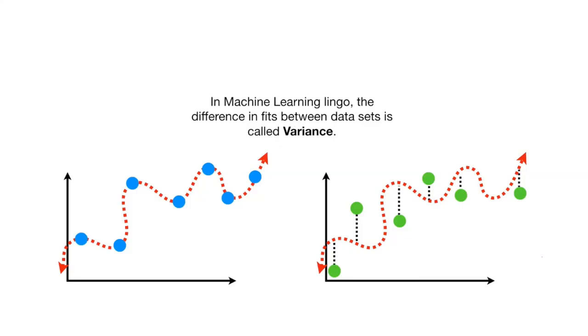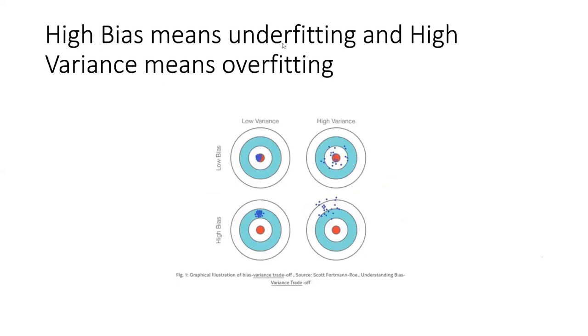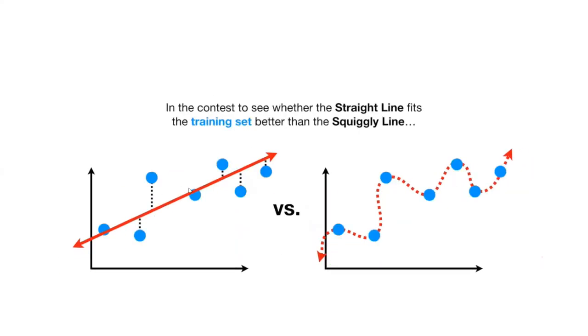So there is a difference in fit. Here it is a perfect fit for the training data, but for the testing data it is no fit at all, so we call it high variance. The straight line is low variance, and the squiggly line is high variance. Underfitting is always high bias, low variance. Overfitting is low bias and high variance. Just right is an optimal amount of bias and variance. So remember, high bias means underfitting, and low bias with high variance means overfitting.